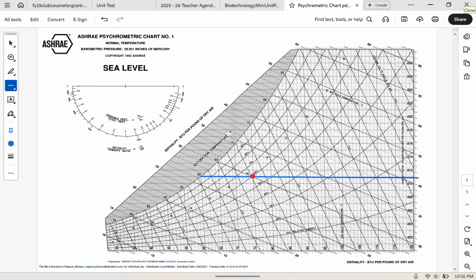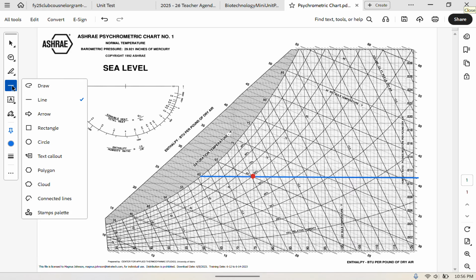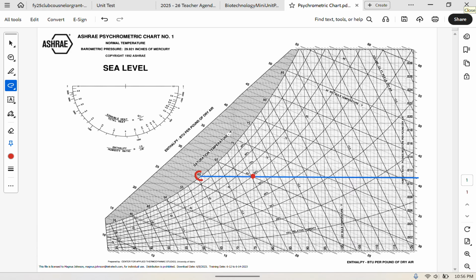And one last important point here is if we extend the horizontal line all the way to the saturation curve, this will tell us the dew point temperature. So the dew point temperature here is about 60 degrees Fahrenheit, which means any surfaces in the room at this level of humidity that are at 60 degrees Fahrenheit or cooler will see condensation. So we'll start to get water condensing on those surfaces.